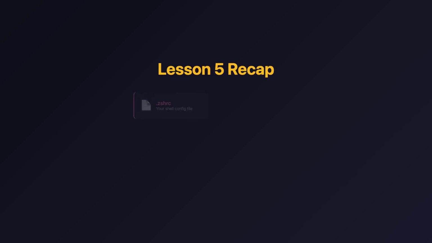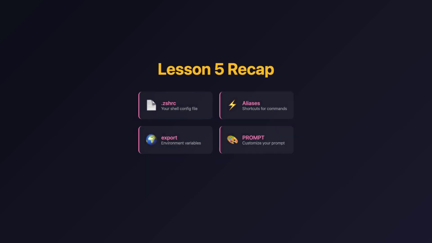Let's recap Lesson 5. The .zshrc file stores your shell configuration. Aliases create shortcuts for frequently used commands. Export makes environment variables available everywhere. The PROMPT variable customizes your terminal prompt. Next up, input and output redirection with pipes.